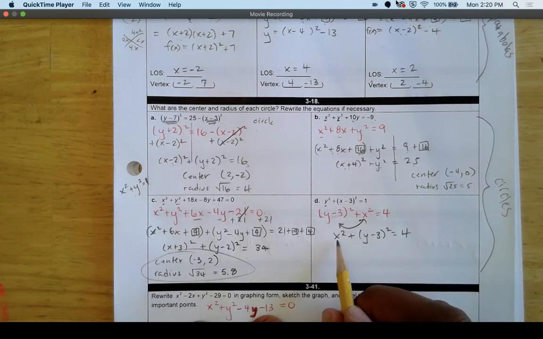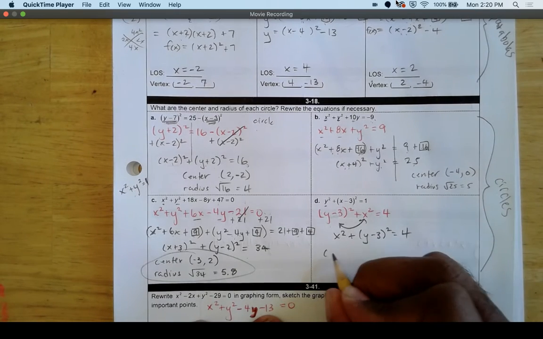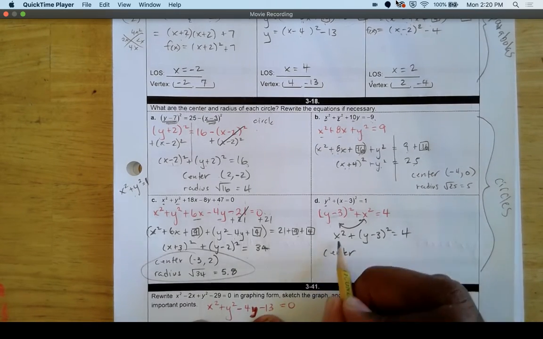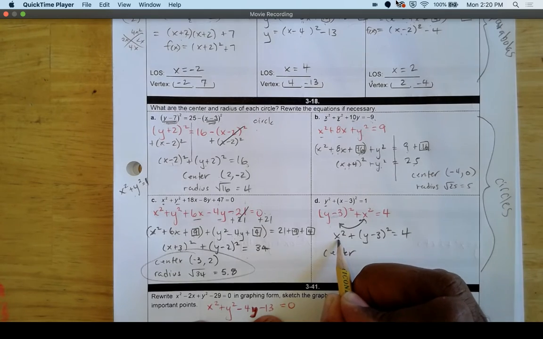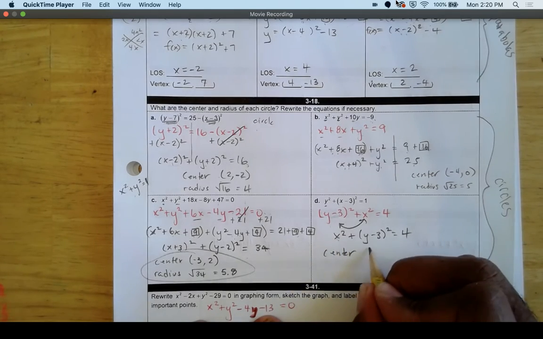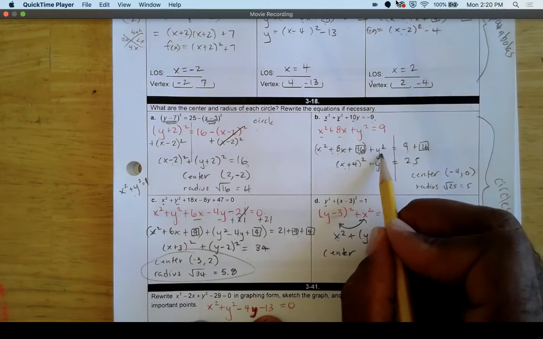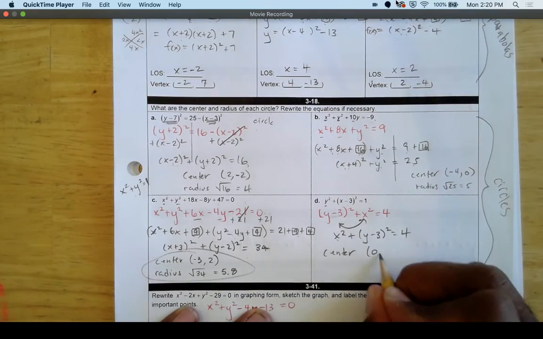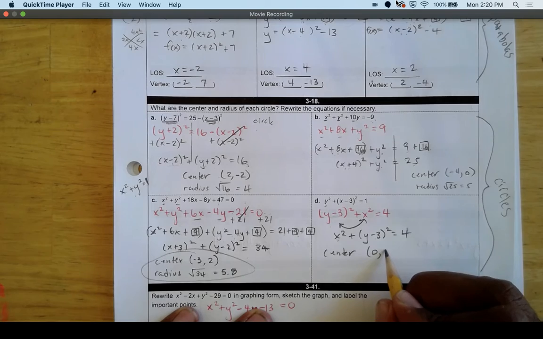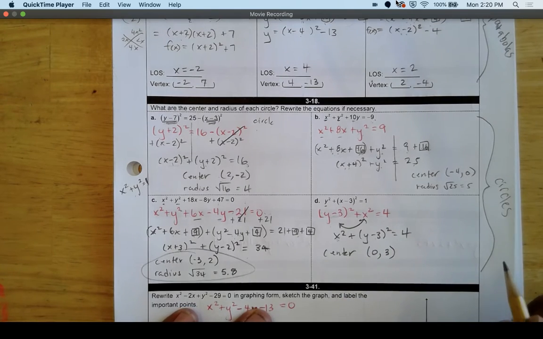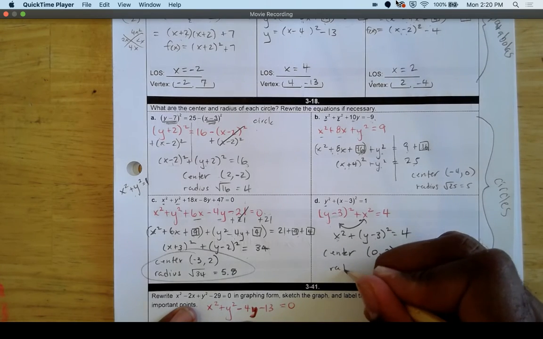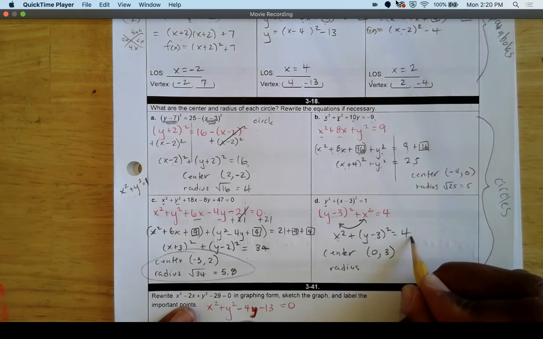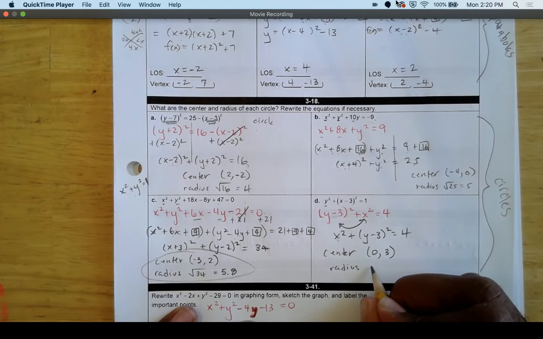Okay, and again, it's important to put the x first because when you write out your center, you need to remember that the x value of the center comes from that. And remember, like I told you up here, if it's just a y squared or x squared by itself, it's just 0. And that's -3, so +3 here for the center. Okay, and then again, the radius will be the square root of that constant to the right, so the radius is 2.